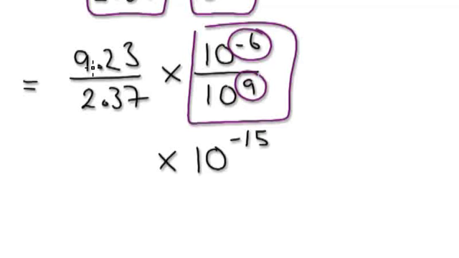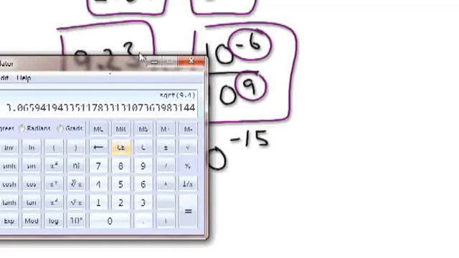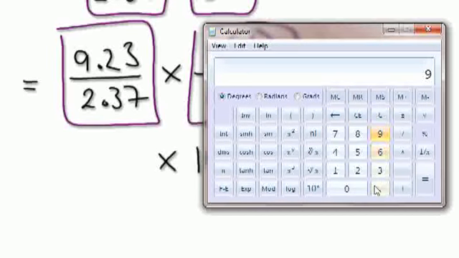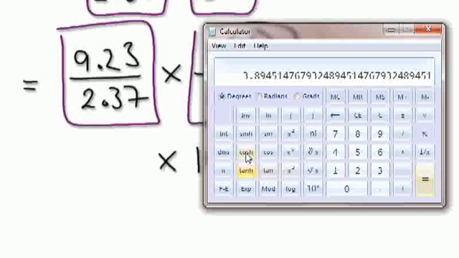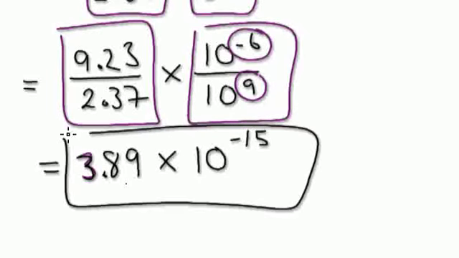Okay, and then this bit here, jump to your calculator and do this bit. 9.23 divided by 2.37 equals this. Let's round it off to two decimal places, so it's 3.89. So this would be our final answer.